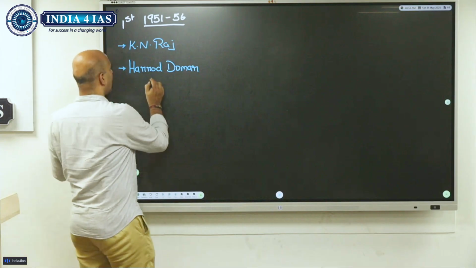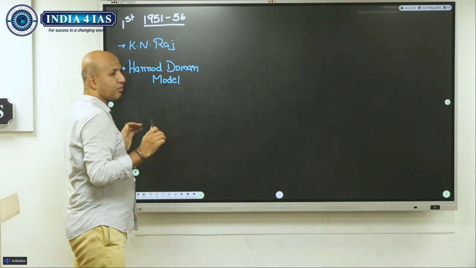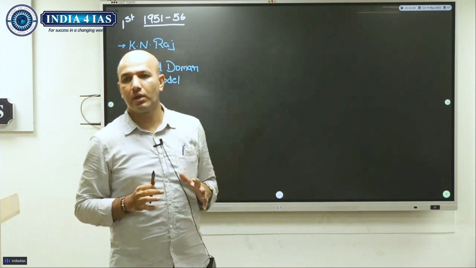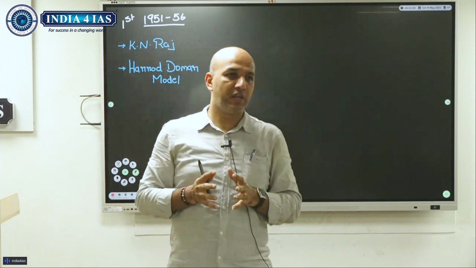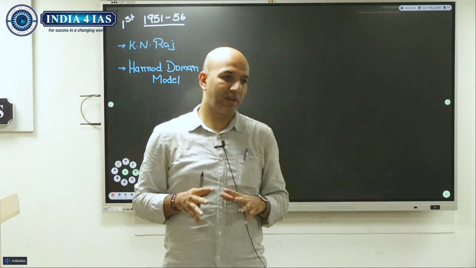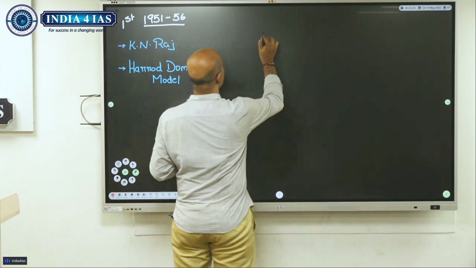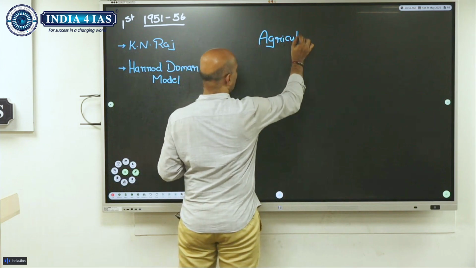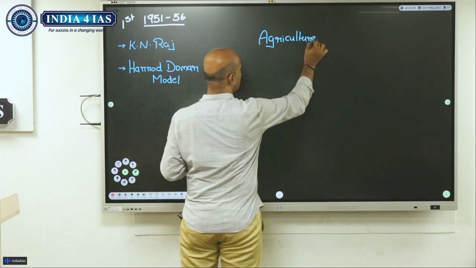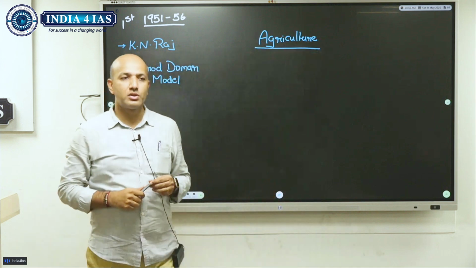The Harrod-Domar model specifically talked about how you have to focus on one area of importance, and all focus should be put into that one area. That's the idea of the Harrod-Domar model. One area of importance for the entire economy and all effort towards that one area. Which is that one area we chose? Obviously, we chose agriculture. Because a large amount of the population was rural, large dependency was on agriculture, and the immediate target was to achieve food security. So we focused on agriculture.